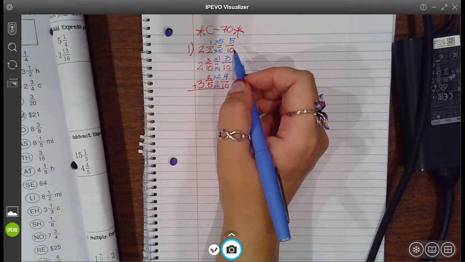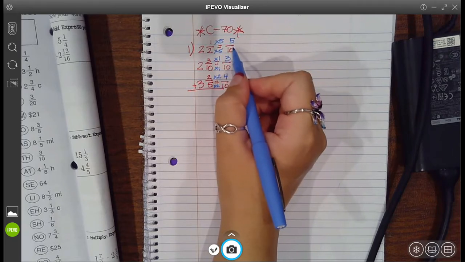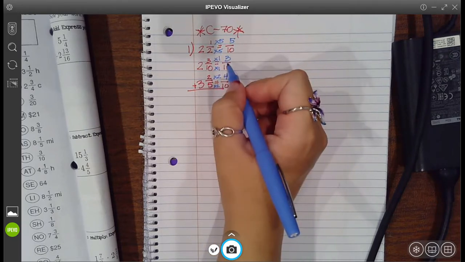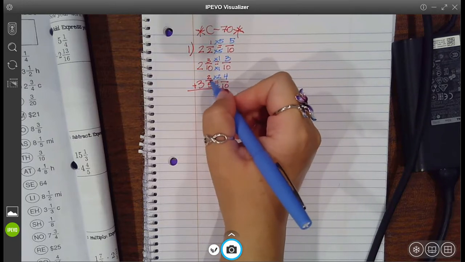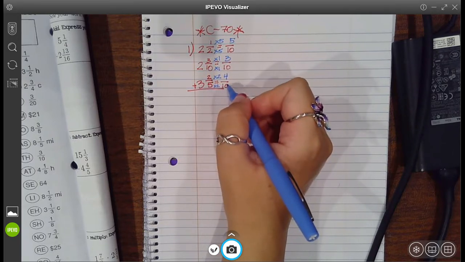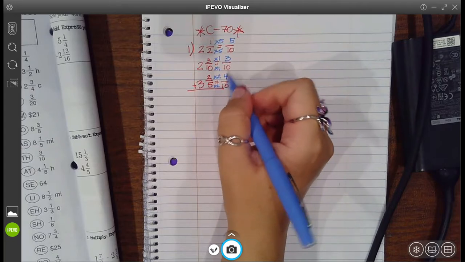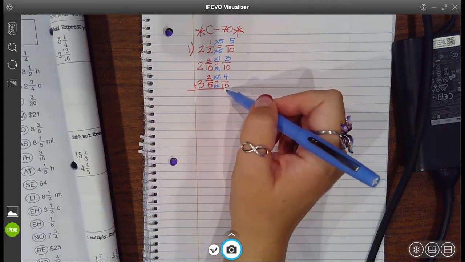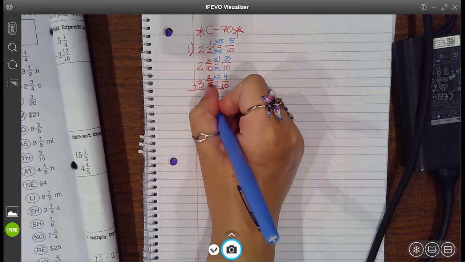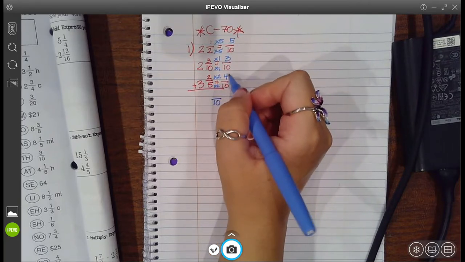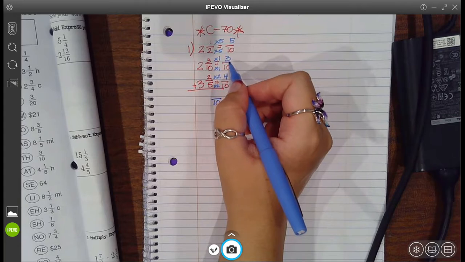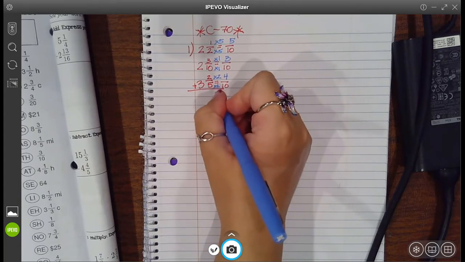I did this because I created equivalent fractions. 5/10 is the same as 1/2. 3/10 is obviously the same as 3/10, and 4/10 reduces to 2/5. So I just rewrote each fraction in different ways so that they'd all have the same denominator of 10. Because when you add fractions, you keep the denominator the same and you only combine the numerators. So 5 and 3 make 8, and 8 and 4 make 12.